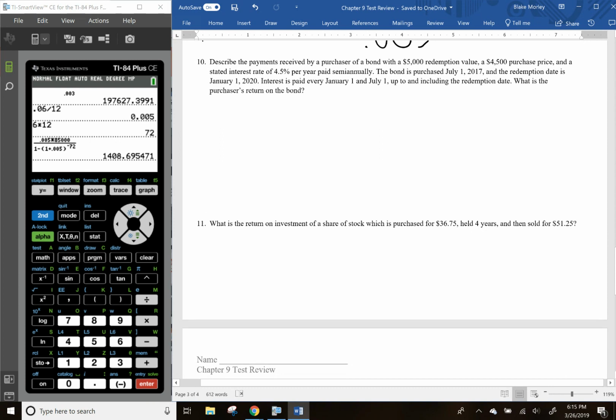All right. So now we're going to get into the new stuff. Describe the payments received by a purchaser of a bond with a $5,000 redemption value at a $4,500 purchase price and stated interest rate of 4.5% per year semi-annually. The bond is purchased 2017 and the redemption date is 2020. Interest is paid every January and July. So what is the return on the bond? On the test, this is going to be a decimal answer. So let me talk you through how exactly we are going to get that.